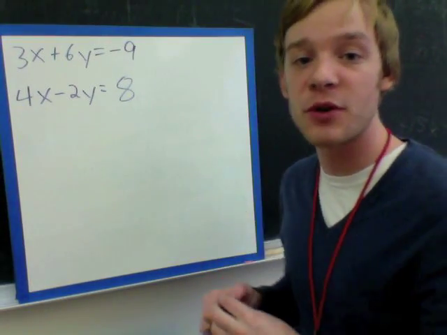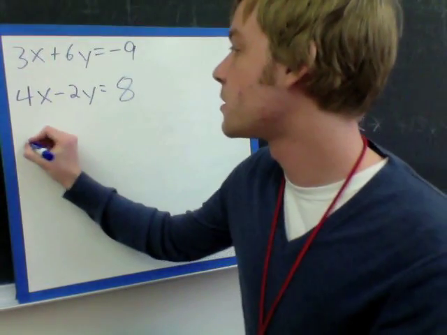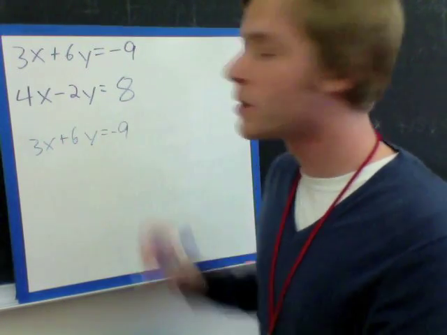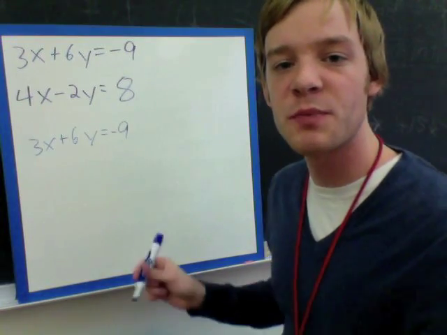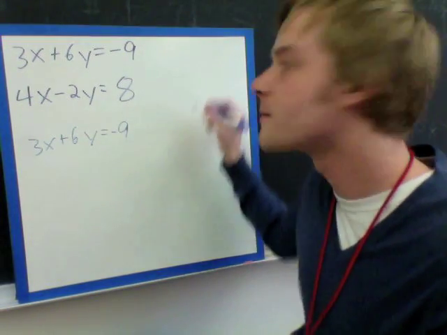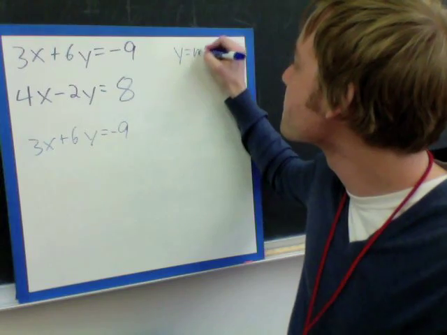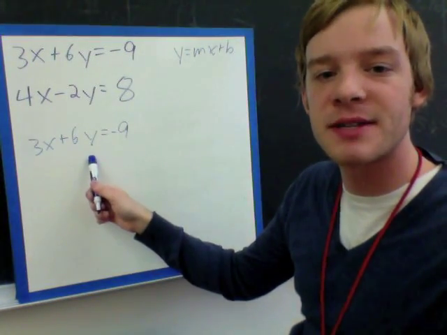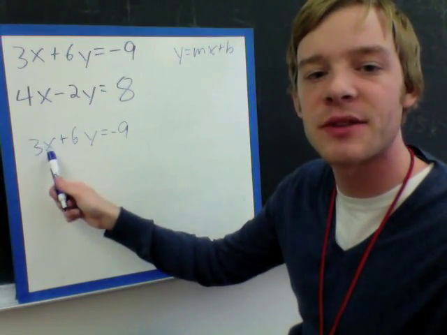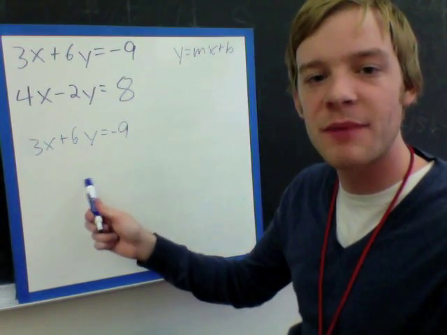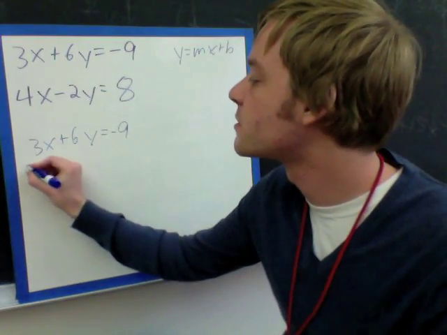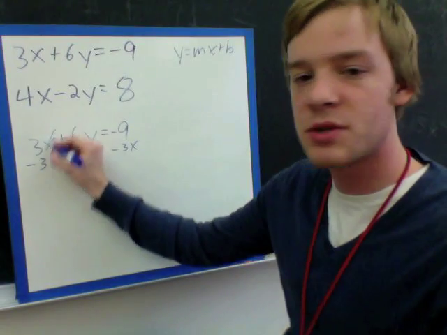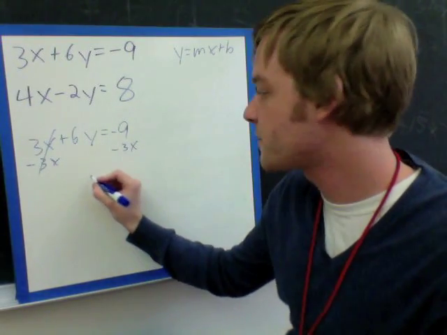So I'm going to start with my first equation here. If I want this in slope-intercept form, which is y equals mx plus b, that means I need to get this y by itself. Well, to get the y by itself, I need to cancel out this 3x here. So I'm going to do that by subtracting 3x. These two will cancel, and I'm just left with 6y.